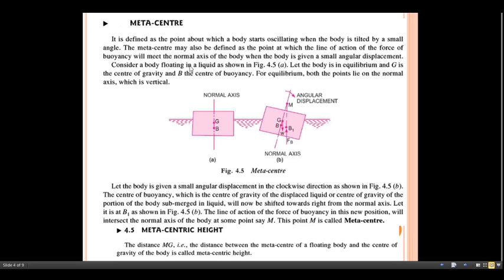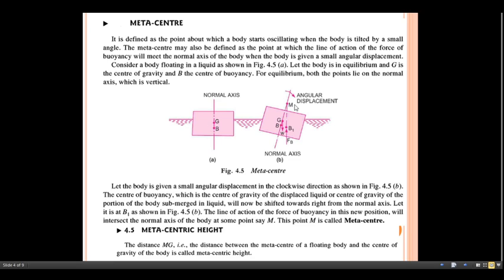So let us start the discussion with the metacenter. Metacenter is defined as the point about which the body starts oscillating when the body is given an angular displacement. The metacenter may also be defined as the point at which the line of action of the force of buoyancy will meet the normal axis of the body when the body is given a displacement.